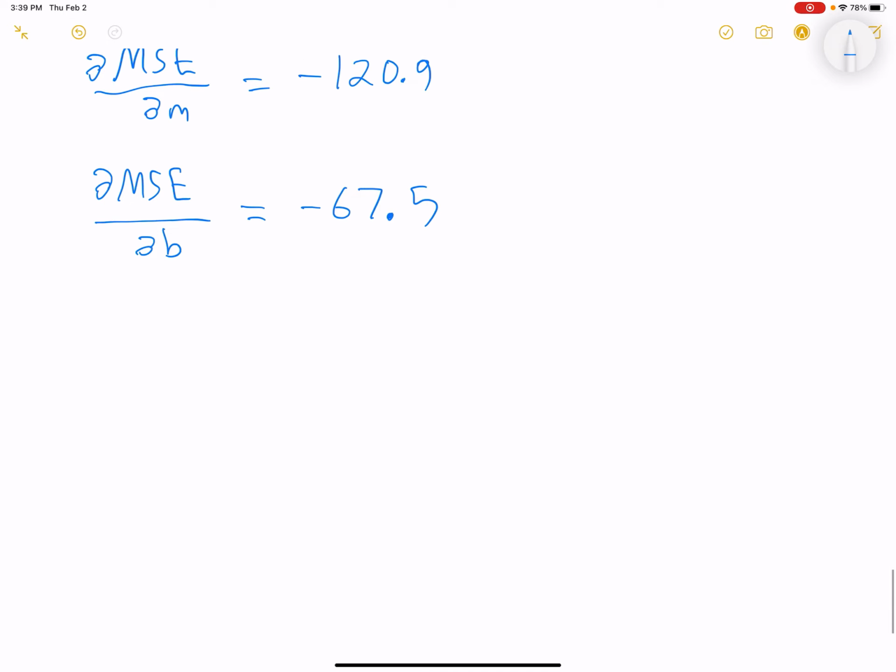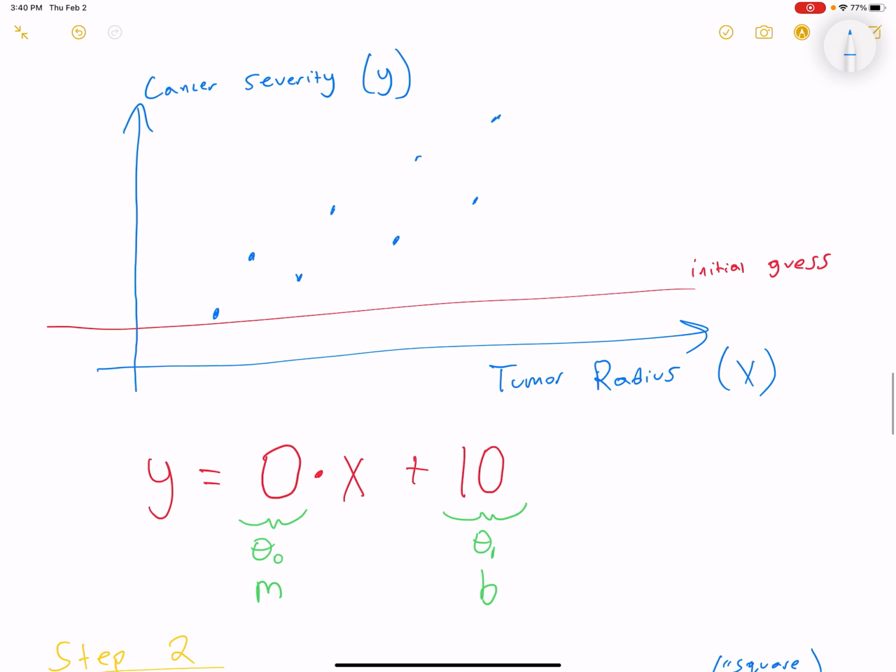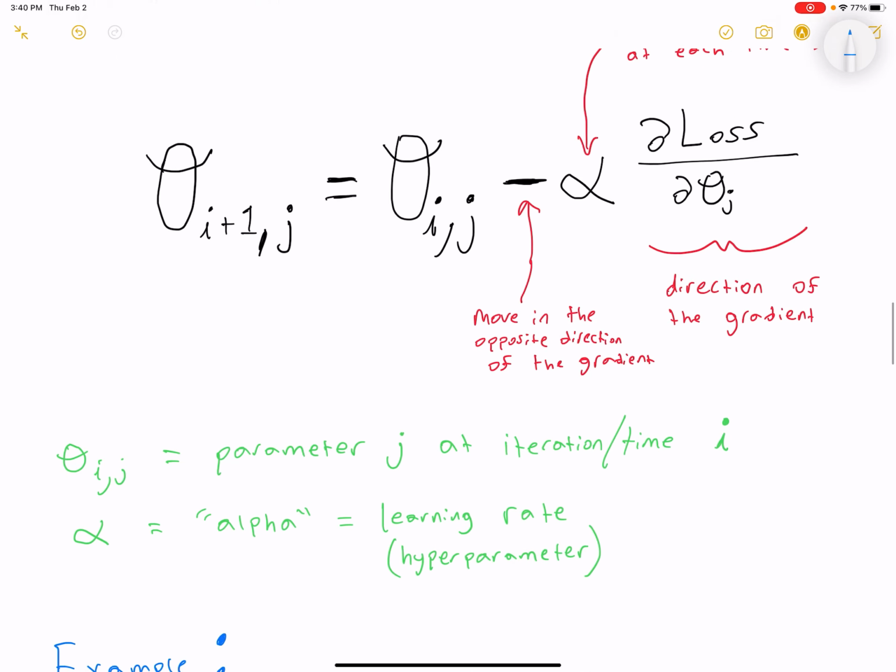So then let's say the ML engineer, so that would be you guys and girls, sets alpha to be equal to 0.01. It's kind of like a default alpha value. Then we could follow this equation up here. So we've calculated this partial derivative, and now we're just going to apply it.